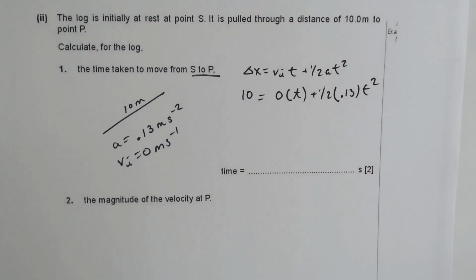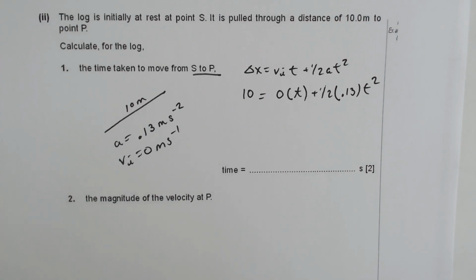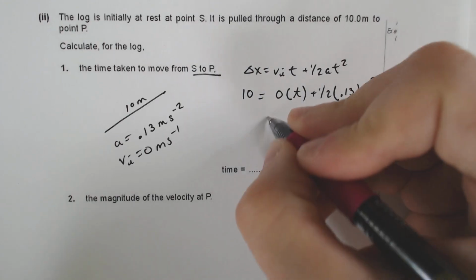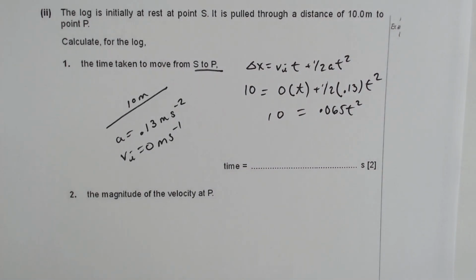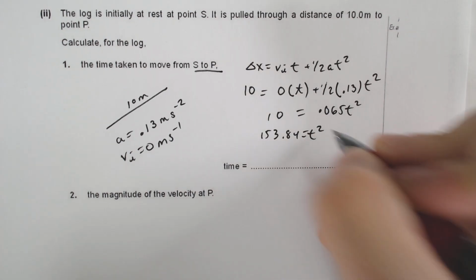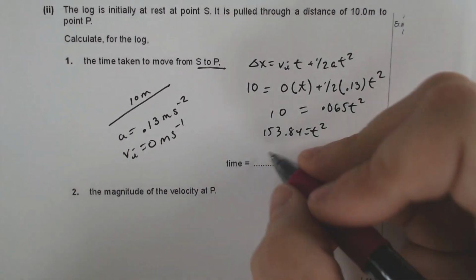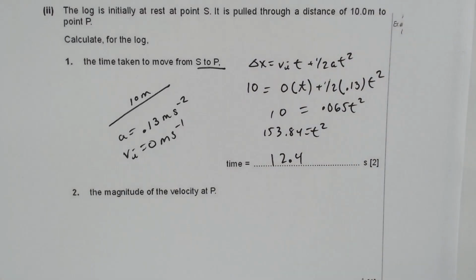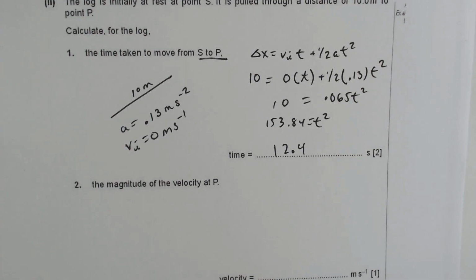So we end up getting 0.13 times 0.5 is 0.065 t squared is equal to 10. Divide 10 by 0.065, and you get 153.84 is equal to t squared. When you square root that, you get 12.4 seconds. So let's make sure it is correct on the answer key. 12.4 seconds. And that's a two-pointer. Normally the two-pointers are questions where you just have to plug into an equation and solve. If it's a three-pointer, you normally have to use two equations.